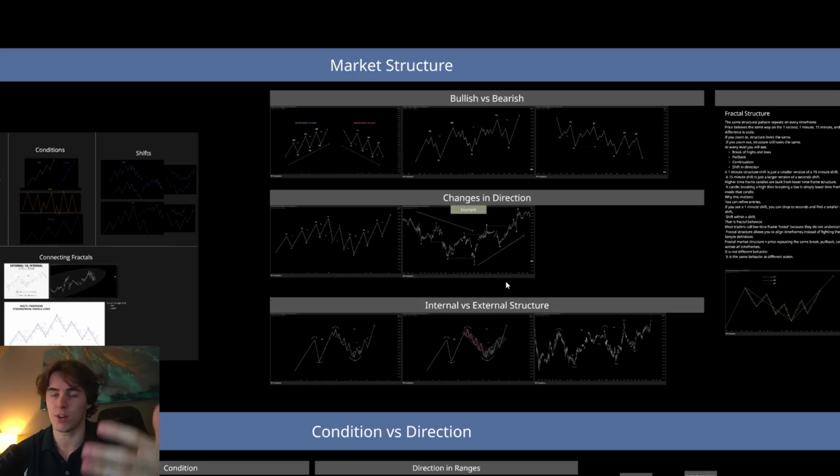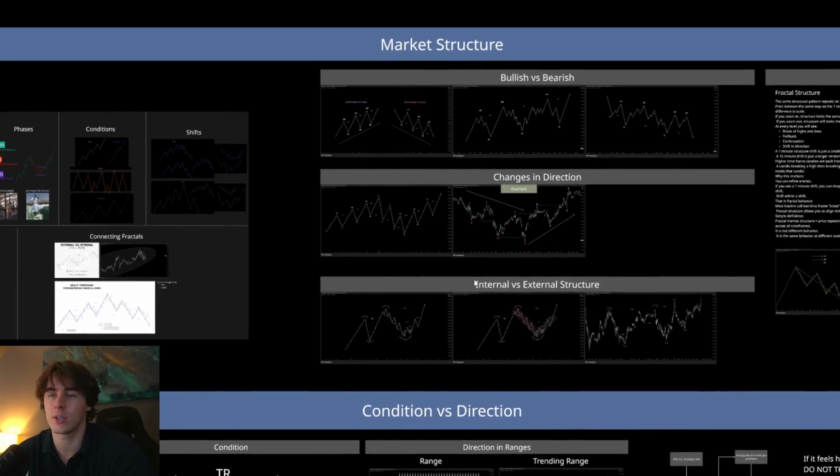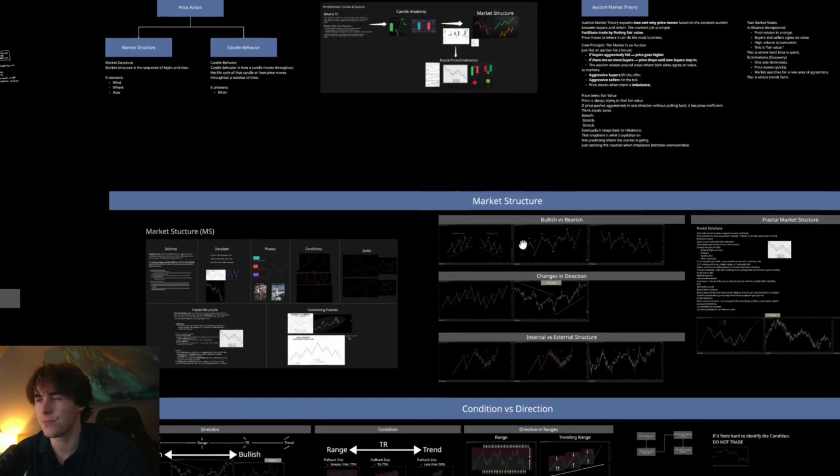So highs and lows tell you what direction to enter in. When you're trying to find where to enter, you don't want to enter too early. That's where we figure that out in condition. So market conditions tells us where to enter. Direction tells us what type of trade to be taking, buy or sell. So we'll cover that in the next video as well.